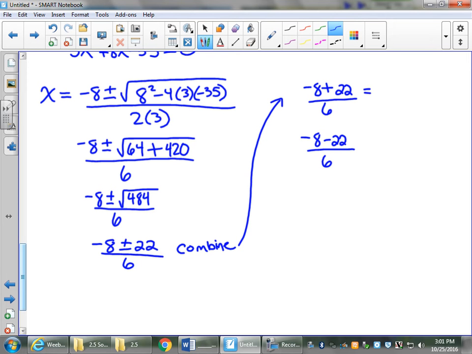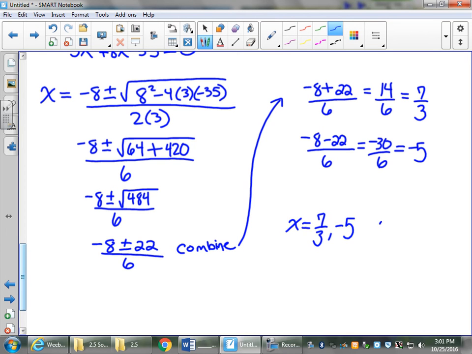In the top, when I have -8 plus 22, I'm going to get 14 over 6. I can divide those both by 2 to get 7/3. And the second one, I'm going to get -30 over 6, which is -5. So my 2 solutions are 7/3 and -5. This is 2 real solutions. No imaginaries, there's no i's anywhere in this example. I get 2 distinct x values.